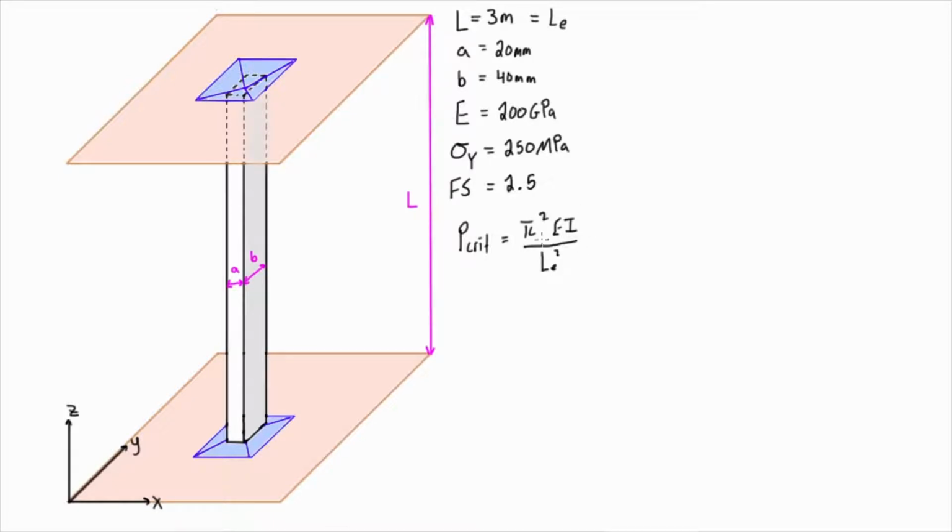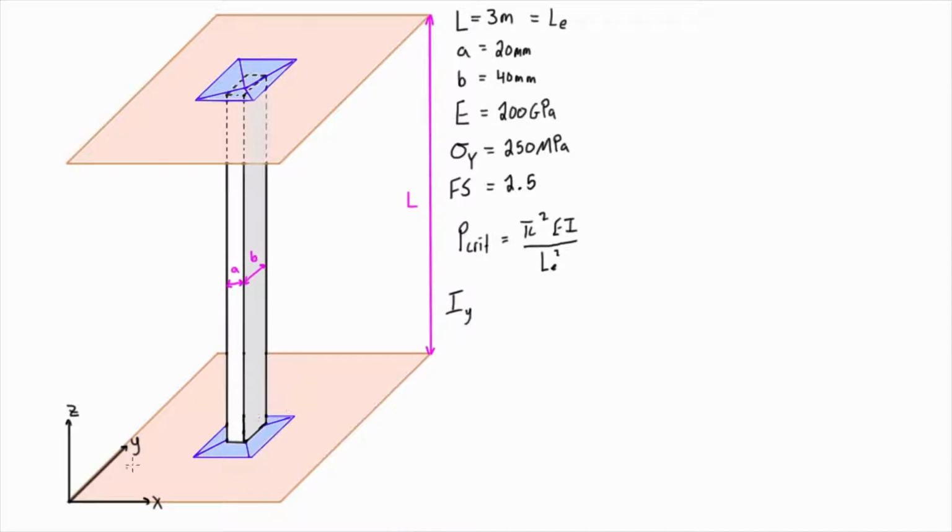So we need to figure out what the moment of inertia is, and because we have this rectangular cross section, we're going to have to figure out 2 different moments of inertia depending on which way we're thinking about this column buckling. For the moment, we can calculate it down here.